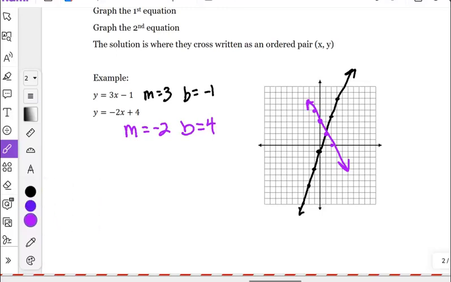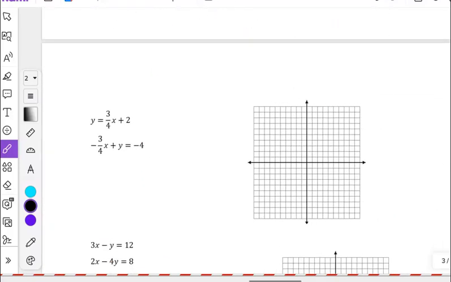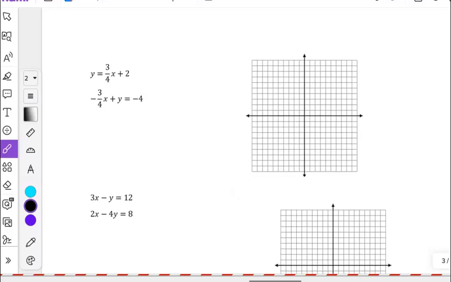Where they cross is where the solution is. So you write that as an ordered pair, so that would be (1, 2) for the solution. Now we have a couple more examples, 2 to be specific. I'm going to show you how to do this on Desmos. That way you can sketch the graph.